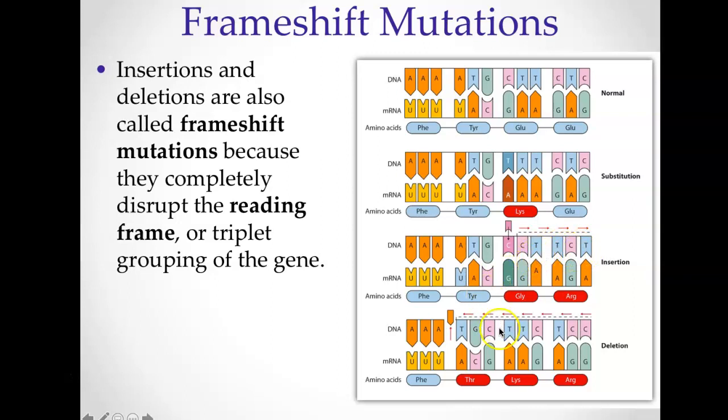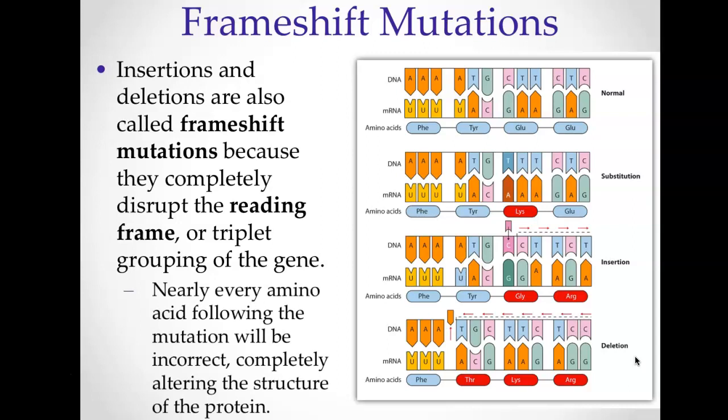All right. Same thing if you delete one. So let's see, this A up here, it's deleted. Everything gets shifted over to the left because tRNA is reading 3 at a time. It's going to shift everything over to the left, and then all the amino acids are going to be messed up from that point forward. So nearly every amino acid following the mutation will be incorrect, completely altering the structure of a protein.